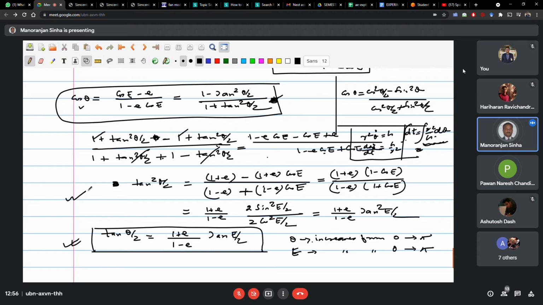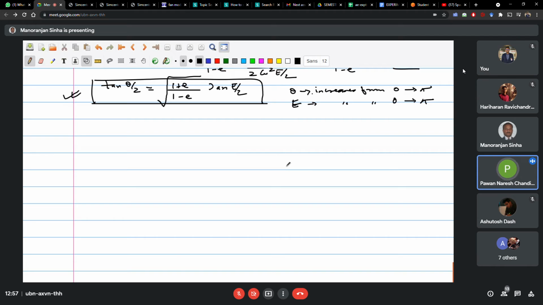Sir, in the expression of tan theta by 2, it should be root of (1 plus e) upon (1 minus e). This part is missing. Anything else? Also, sir, could you once again explain why we converted theta in terms of E? Why are we not working in terms of theta, but working in terms of capital E? Okay, and yes, I will show you.